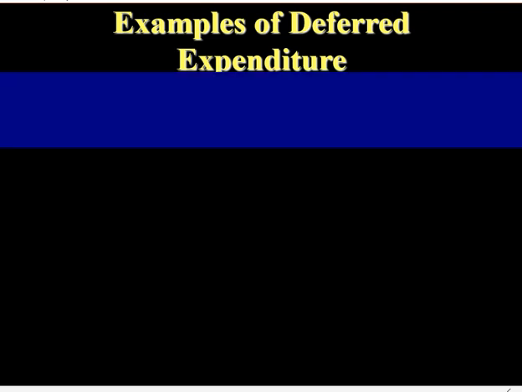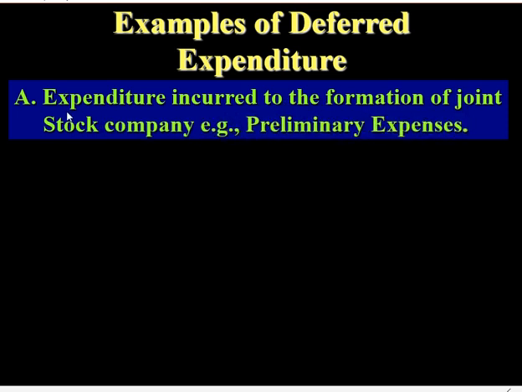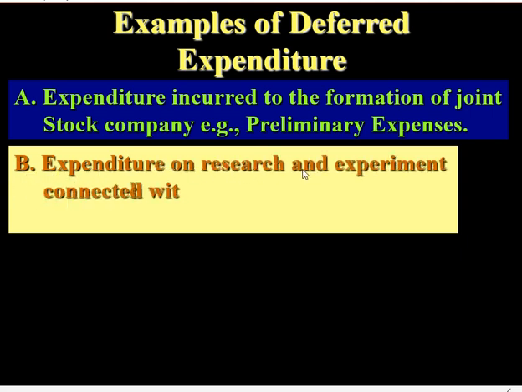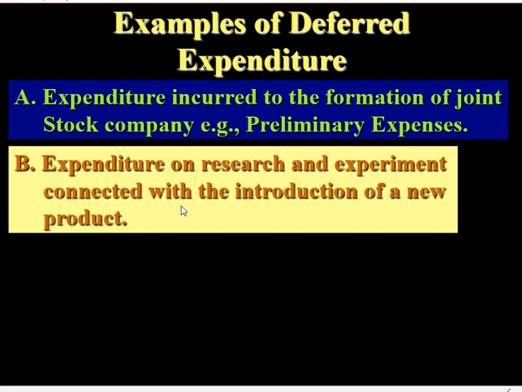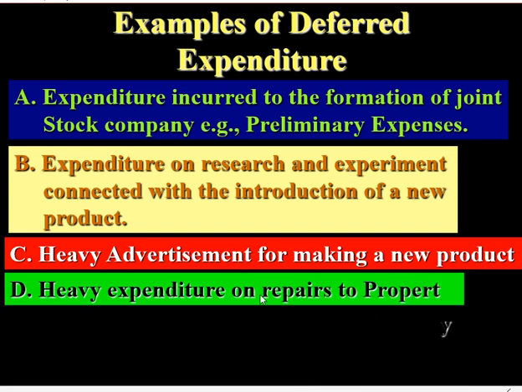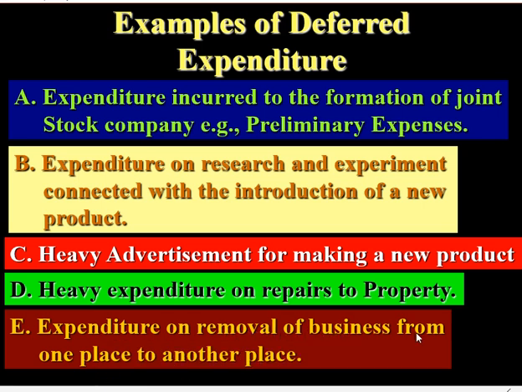Examples of deferred expenditure: a) expenditure incurred on the formation of a joint stock company, preliminary expenses; b) expenditures on research and experiment connected with the introduction of a new product; c) heavy advertisements for a new product; d) heavy expenditures on repair to property; e) expenditures on removal of business from one place to another.